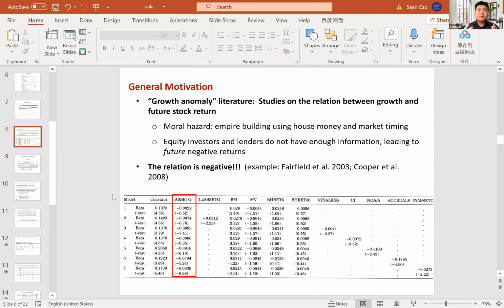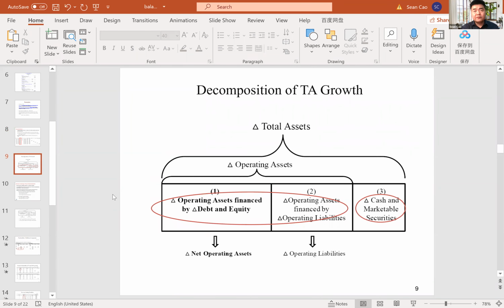How can we improve on that trading strategy? We already know that high asset growth will predict future negative returns. We know that, but you cannot just follow other people every time, right? You have to create your own strategy. How do you create your own strategy from this example? I just want you to know how the literature evolves.